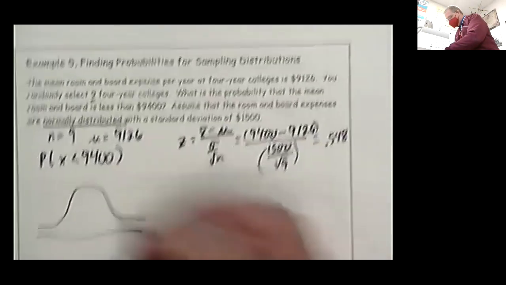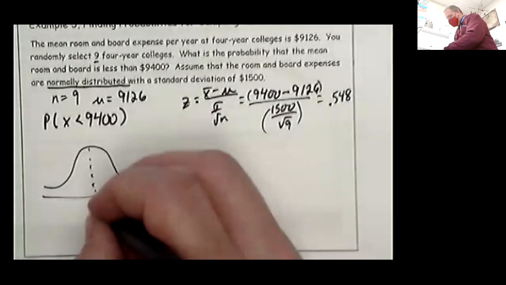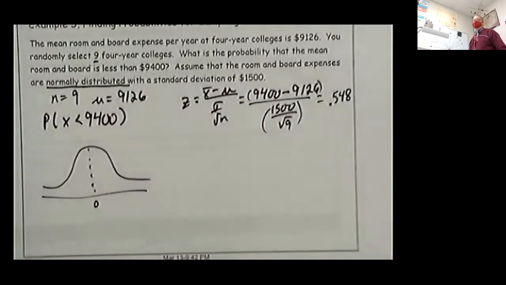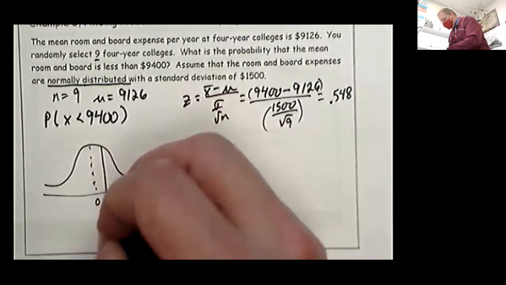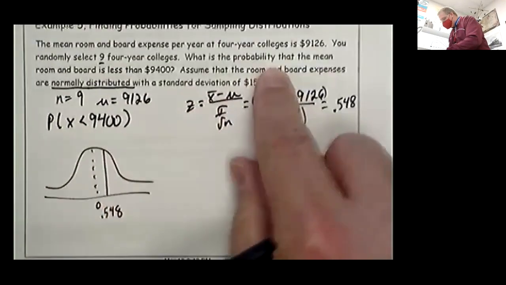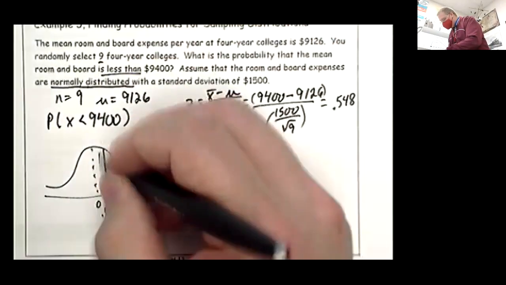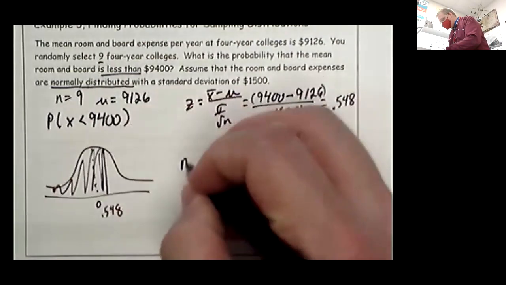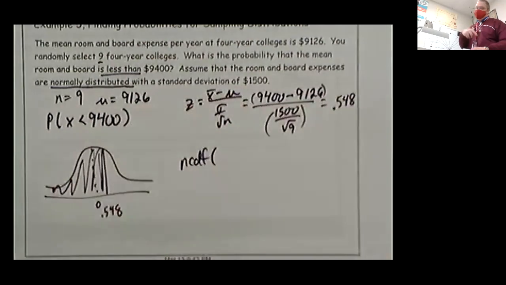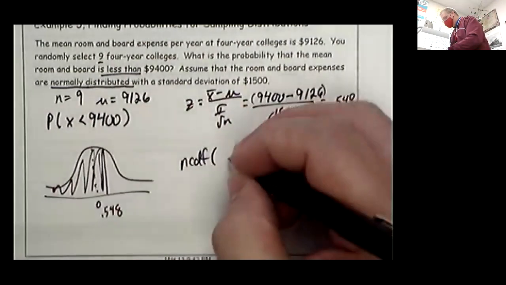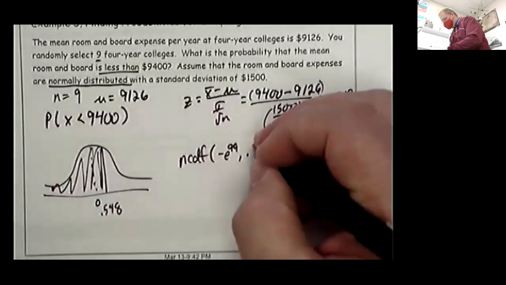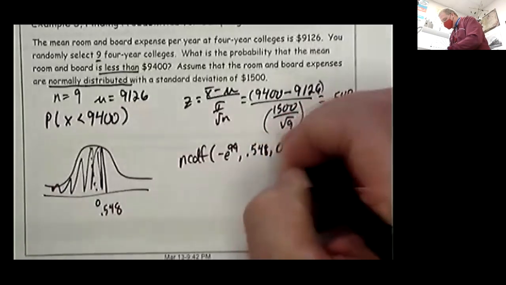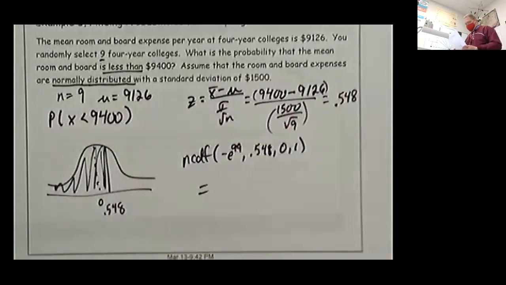Now let's look at our graph. Again, our graph will help us figure out what to type into our calculator. We're back to standard normal distribution. 0.548 is somewhere to the right of 0. And we want everything that is less than, so we're going to the left. So we're going to do normal cumulative distribution function to the left bound. Well, that's negative infinity, so we're going to call that negative e to the 99. Stopping at 0.548, 0 and 1. And we're going to type that into our calculator.